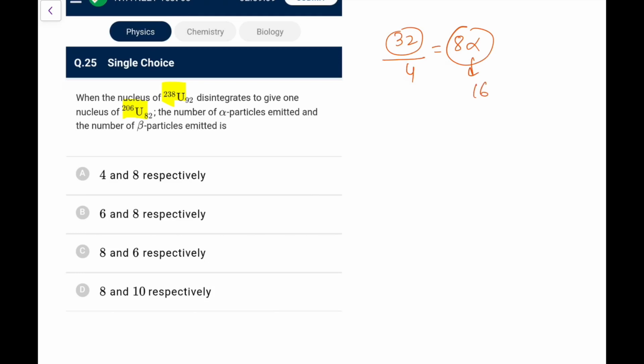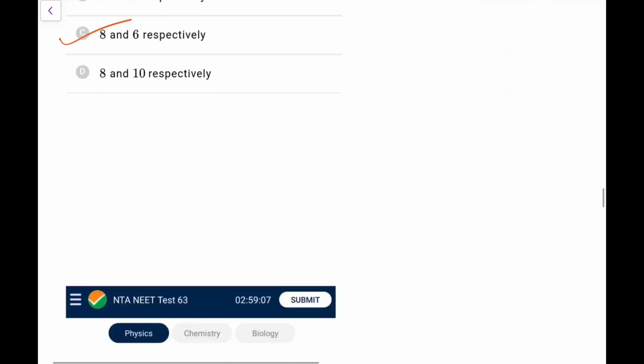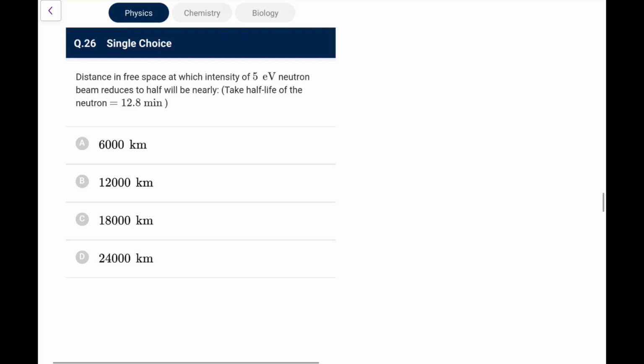Because of 8 alpha, 16 should be the decrease in Z. But here the decrease is only 10, that means 6 beta particles are needed to increase it. So this would be 8 and 6. I can go for 6 beta minus and 8 alpha. So go for option C. Next, the distance in free space at which the intensity of a 5 eV neutron beam reduces to half will be nearly.